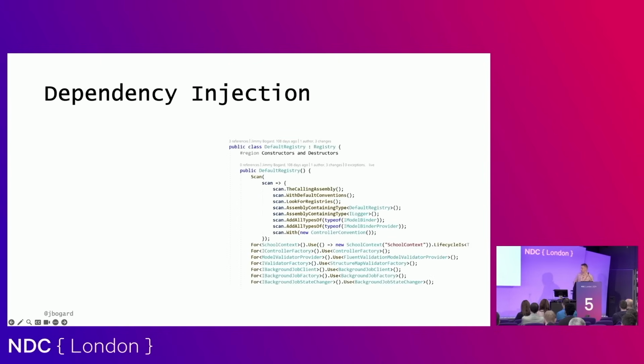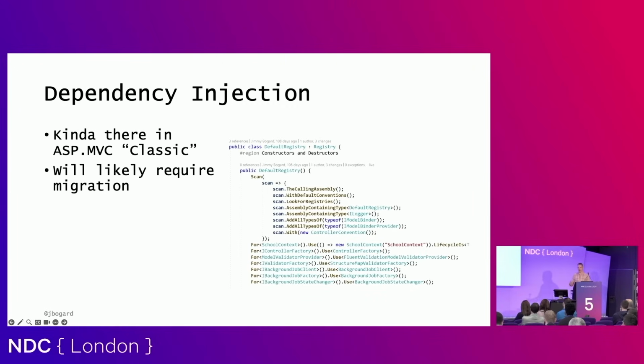And so for this one, we looked at how the existing application was doing dependency injection. In this case, it was using a third-party library called StructureMap. That's not important. But it was using a library to configure and do all the dependency injection. So DI is kind of there in MVC Classic, the old version, but will almost certainly require some kind of migration. You're not going to be able to just take the exact configuration you had before and dump it in ASP.NET Core and assume it's going to work. This is code that I wouldn't share. It's not worth trying to share your DI registration code.